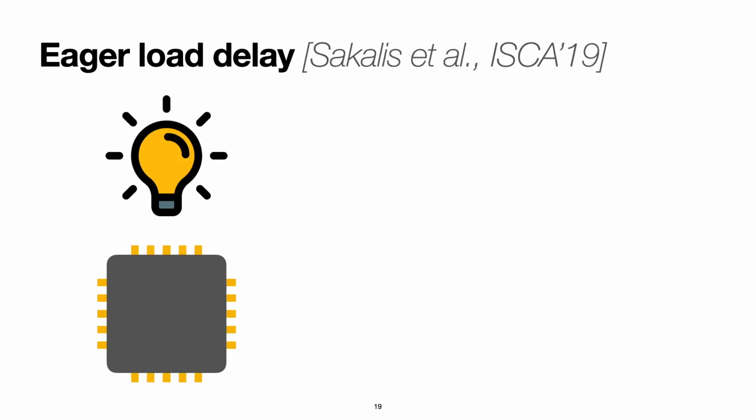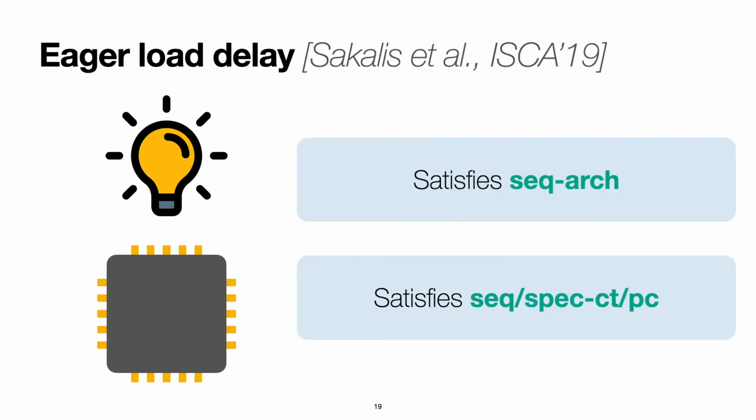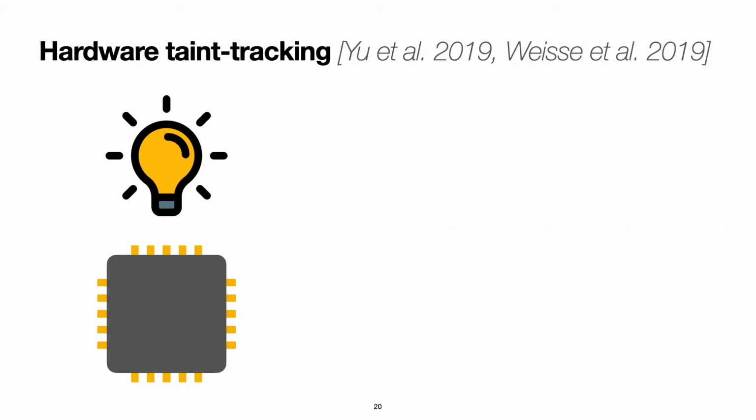In general, the countermeasure successfully blocks speculative leaks involving load operations, but it does not block speculative leaks through control flow operations. As a result, eager load delay satisfies the SecArc and the SecSpecCT contracts. The former captures that it can only leak data retrieved non-speculatively, whereas the latter captures that it does not block speculative leaks through control flow operations.